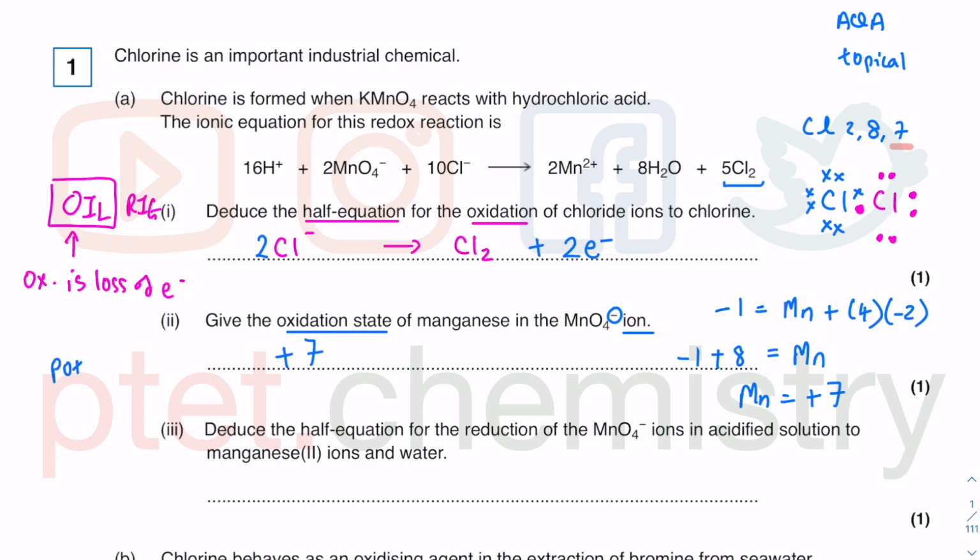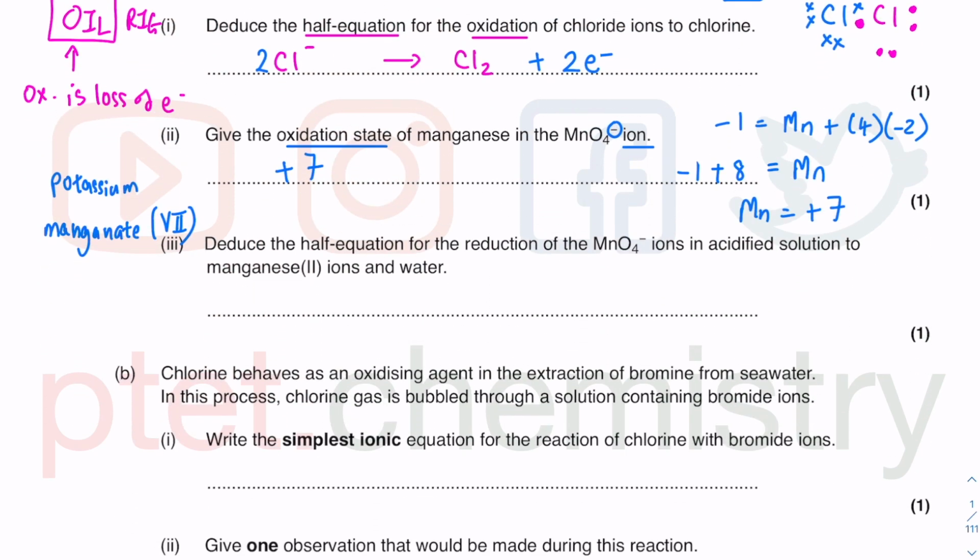So the full name there would be potassium manganate(VII), as you're supposed to know to use Roman numerals to represent the oxidation number of the transition metal in their compounds there. Now deduce the half equation for the reduction of that in acidified solution. So you need the H+ there to form the Mn2+ and water. So the MnO4- in the presence of acid is going to be reduction.